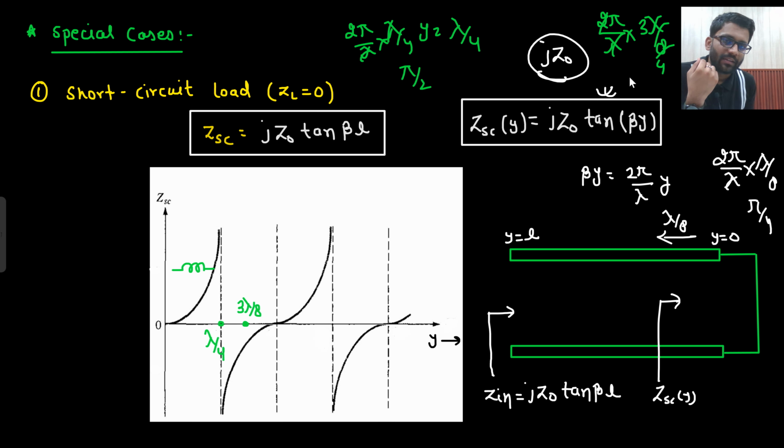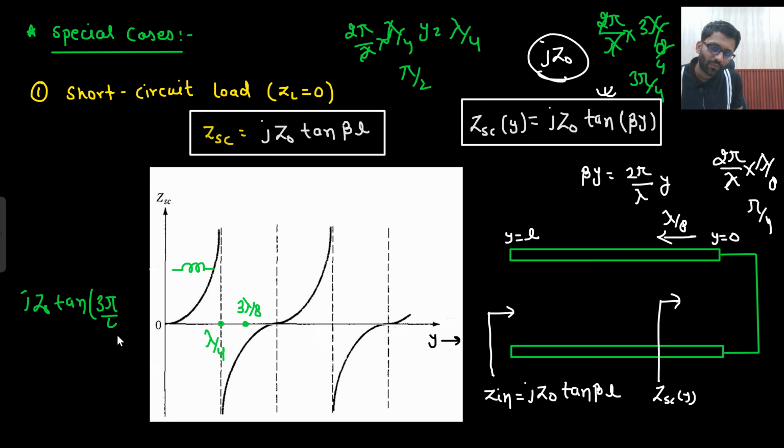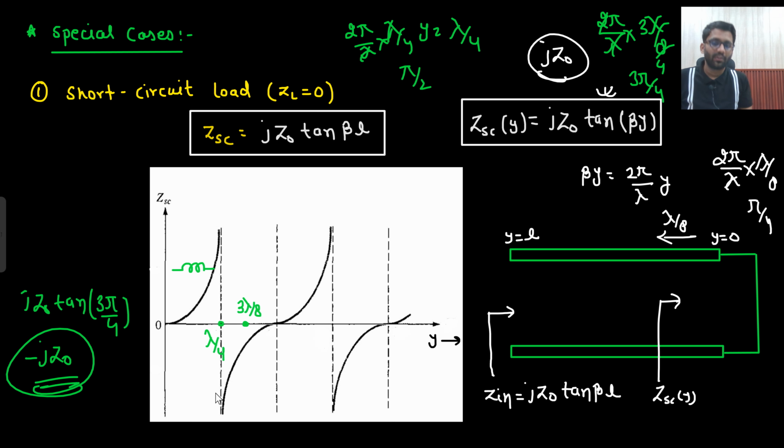So what are you getting? 3 pi by 4. So j Z0 tan 3 pi by 4. What would that be equal to? Minus 1. Tan 3 pi by 4 is equal to minus 1, because tan of pi minus pi by 4 would be equal to minus 1. So you are getting minus j Z0, which means it is capacitive. So from lambda by 4 to lambda by 2, it will show capacitive nature.